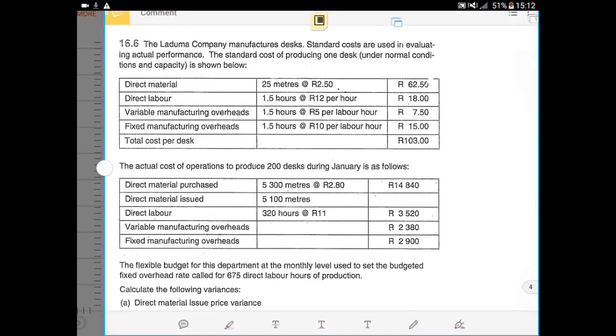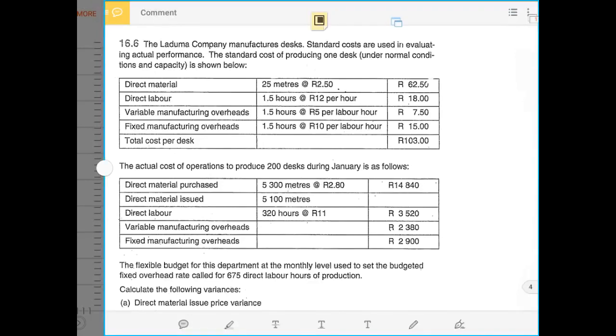Good day, students. Once again, we'll be doing the last video on chapter 16, the chapter that focuses on standard costing, where we are calculating variances. So now I will be doing question 16.6, and I will be doing all the required variances in this exercise.